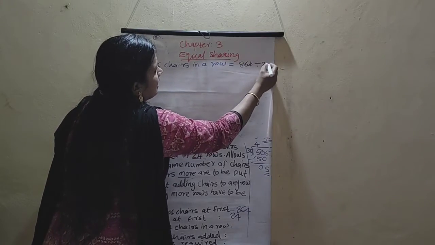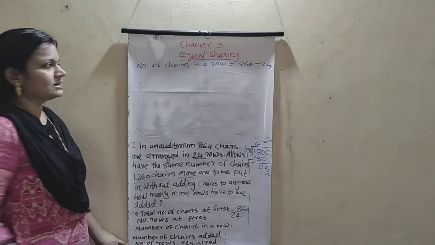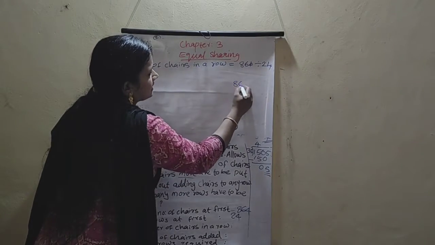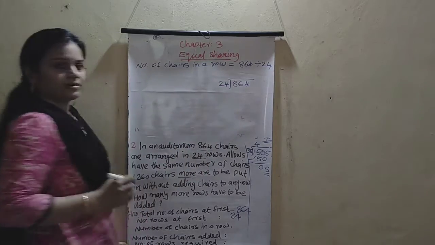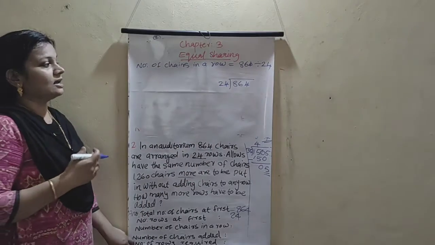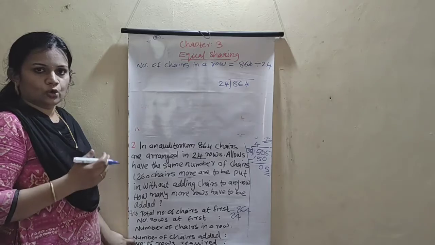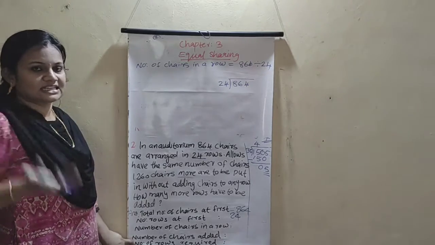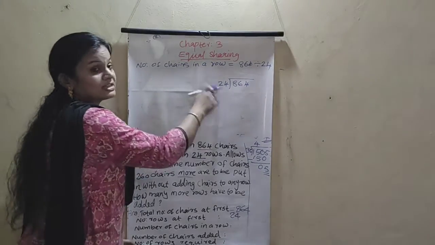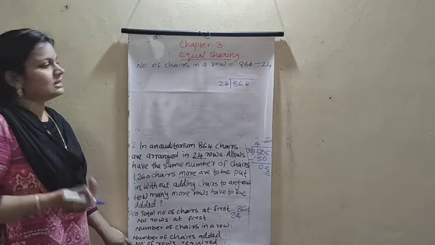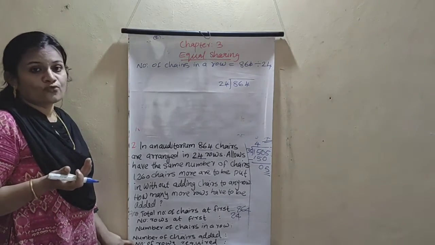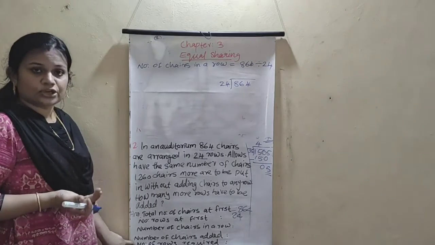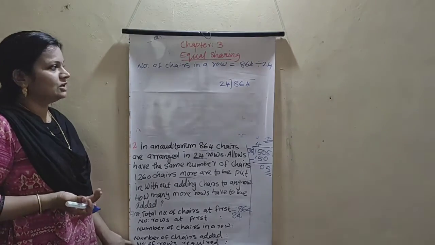864 divided by 24. Understood? We already know the 12 table: 12, 24, 36, like that. 24 is the double of 12. Then 24 plus 24, what is the answer? 48. 48 plus 24, what is the answer? 72.